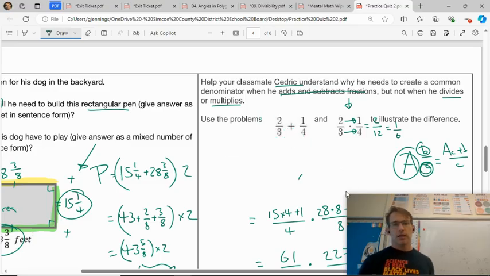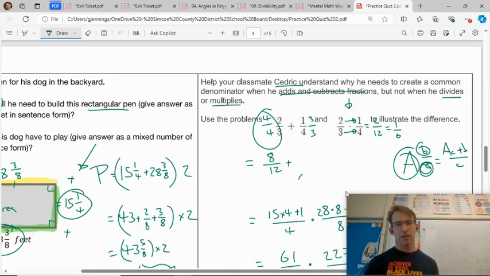Okay? Here, I notice that 2/3, we're going to need to multiply that top and bottom by 4. We're going to need to multiply this one top and bottom by 3. When we multiply top and bottom, Cedric, we're not changing the number because 4 divided by 4 is 1. You're allowed to multiply by 1 all day. It doesn't change nothing. So we still have the same problem here. 8/12 plus 3/12 gives us 11/12.